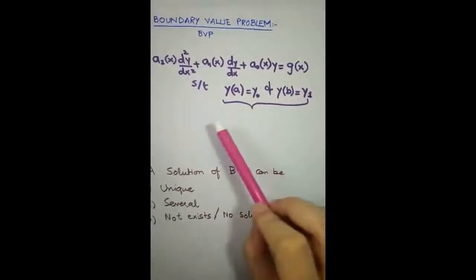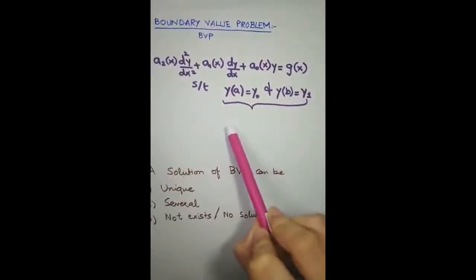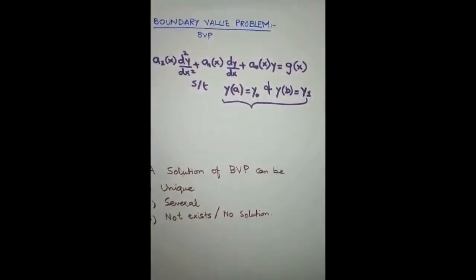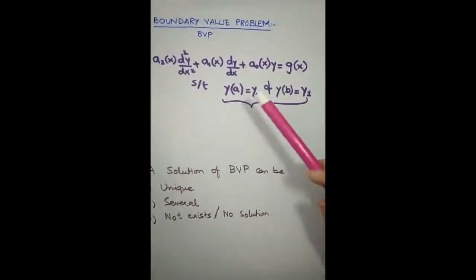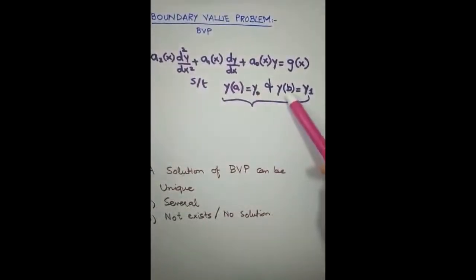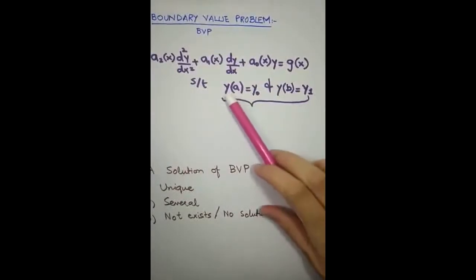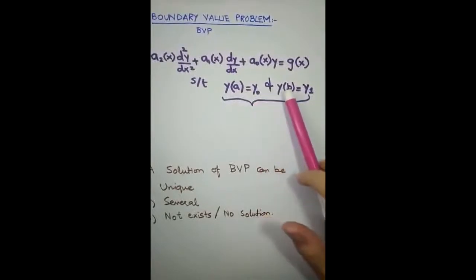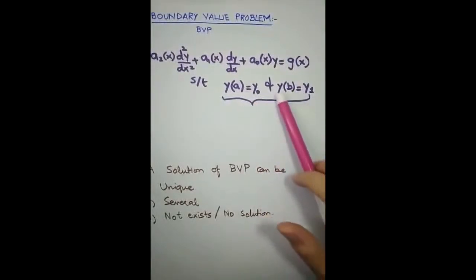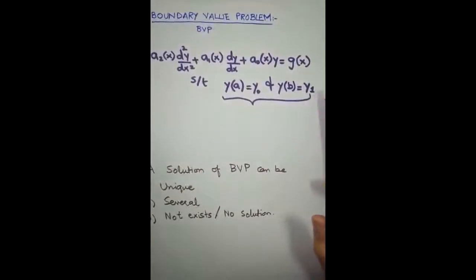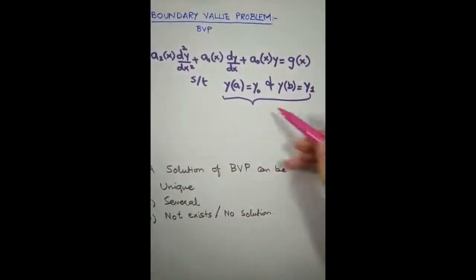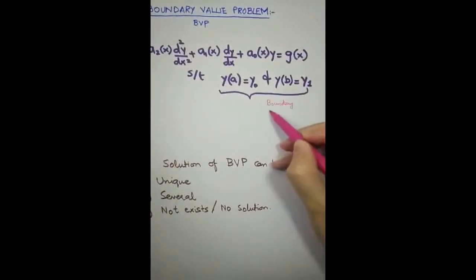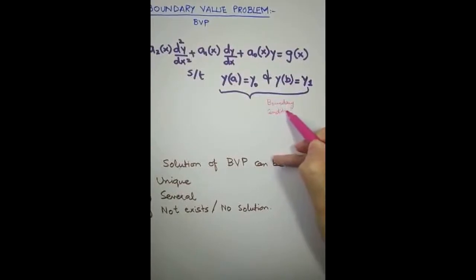If we have an interval and the starting point is a and the end point is b, these two are endpoints or limit points, or you can say the boundary points. So a and b are the boundary points, and y has the value y0 when x is a, and when x is b, y has the value y1. So these are called boundary conditions.